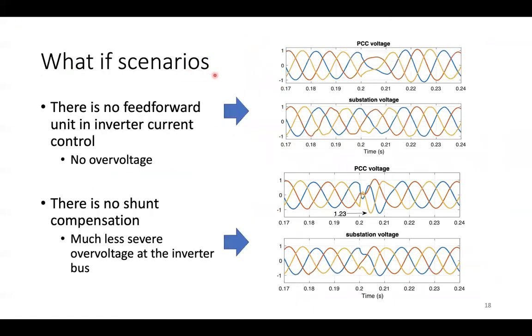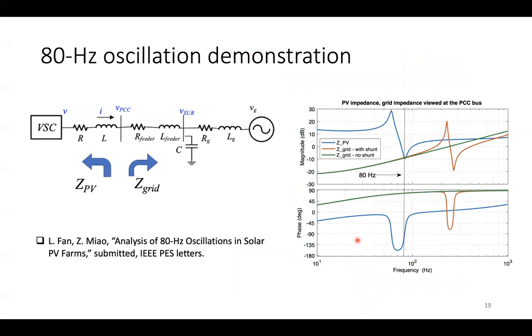Let's look at what-if scenarios. What if the current control has no feed forward unit? Then we don't see overvoltage. Of course, feed forward and these are all related to the design. What if the system has no shunt compensation at the substation? Then we expect to see less severe overvoltage in the inverter. In the substation, we don't see anything. So that's a quick demonstration to show we have found the reason why the inverter at the PCC bus observes much higher overvoltage compared to the substation. It's because solar PV is capacitive.